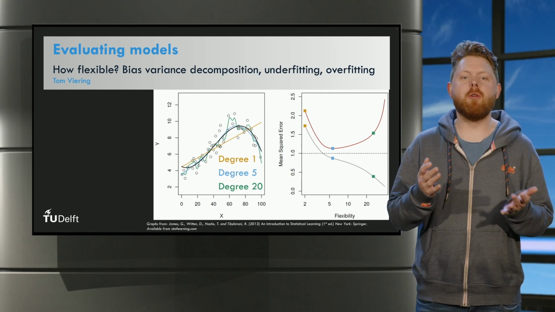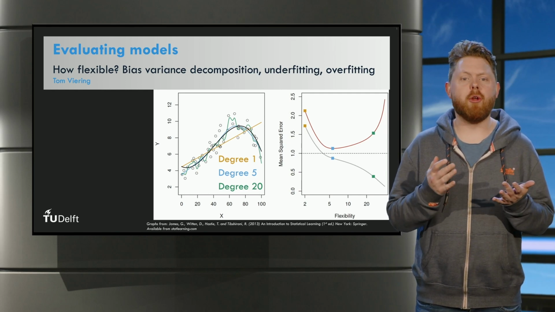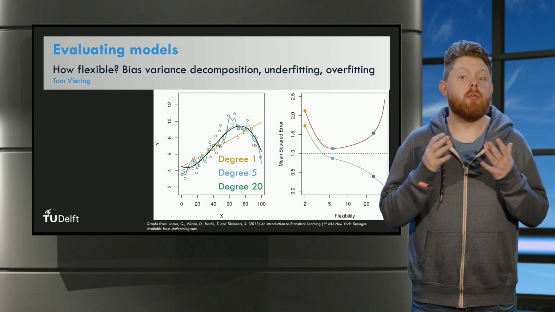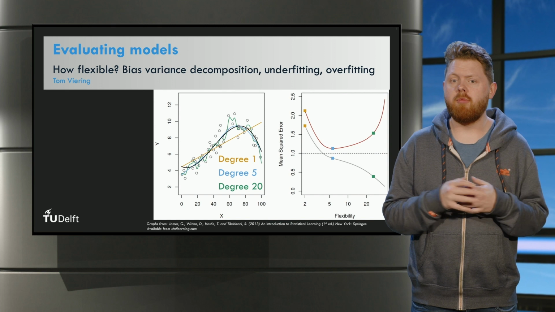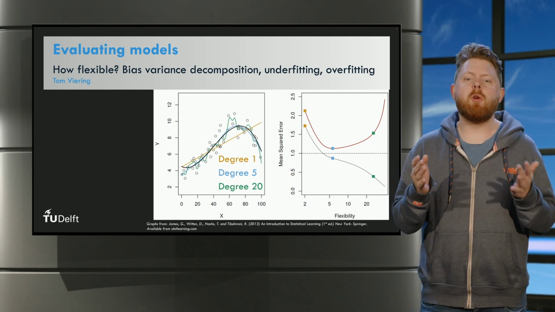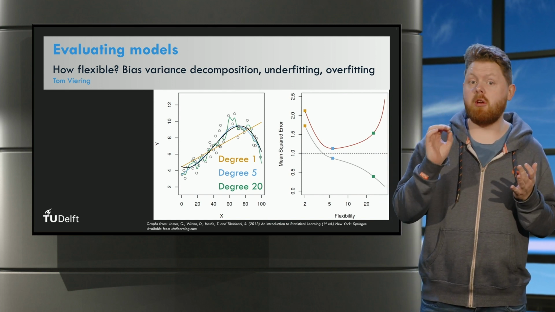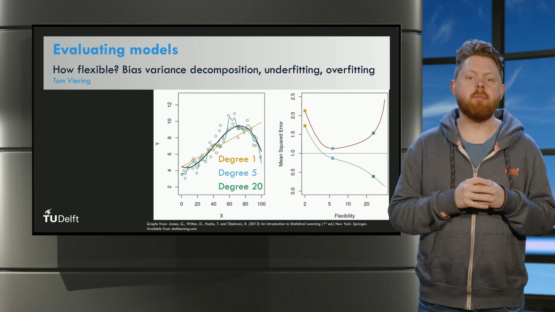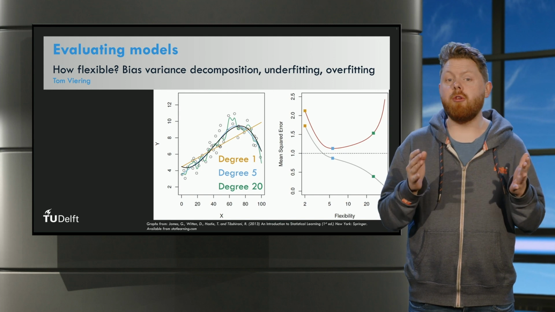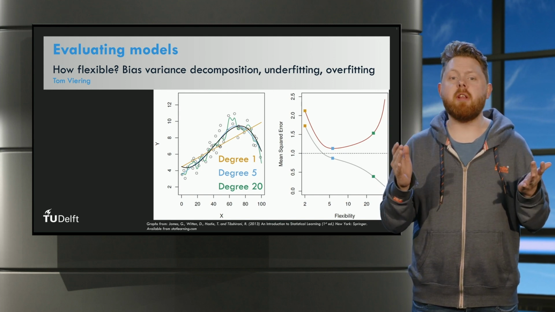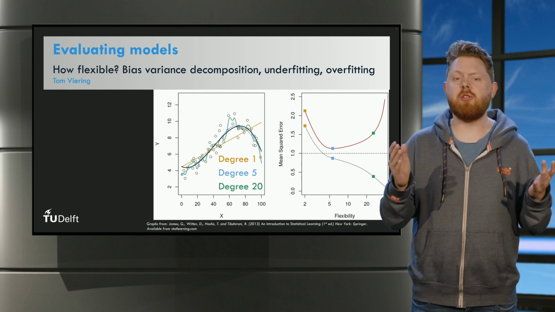In this video, we're going to talk about how flexible your model should be. For example, how many polynomial features should be used? To understand this, we will discuss one of the major theoretical results in machine learning, the bias variance decomposition. We will also discuss overfitting, underfitting, and how to fix these issues.